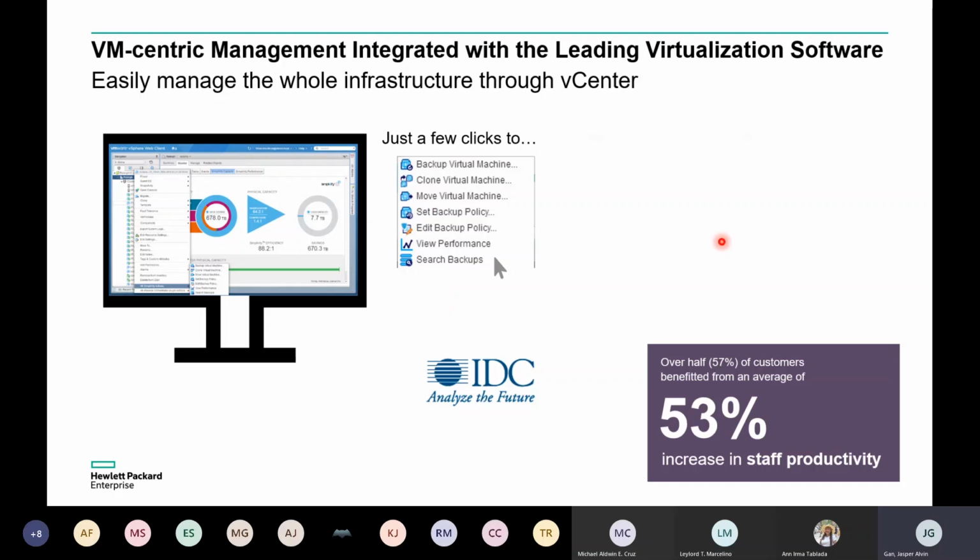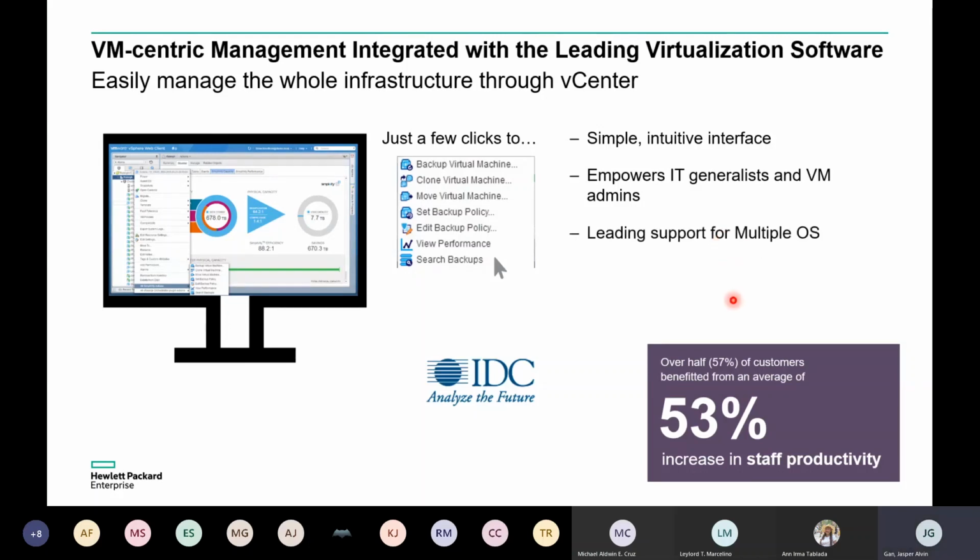So with this integrated management, we get a simple and easy interface. We get to empower IT generalists to do all those tasks that we need. No need for us to learn some special or a unique interface. We get leading support for multiple OS with VMware. And we get to use the familiar tools and interfaces like vCenter and other VMware tools that we might need. As well as if we get the VMware bundled in, we get full stack support. So HPE would support you with the level 1 and level 2 concerns, even with VMware concerns.